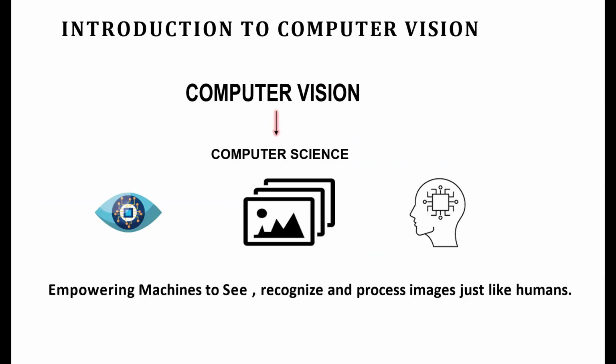So what does the definition say here? Empowering machines to see, recognize, and process just like humans. There are different low-quality images. Suppose we consider the numbers 9, 6, 7, 8. If the image is of very poor quality, then we will use different algorithms to identify the actual number, whether it is 9 or 6, or what the actual number is.